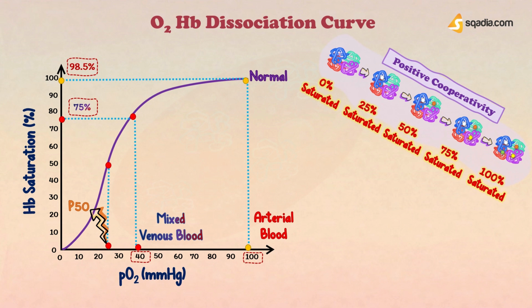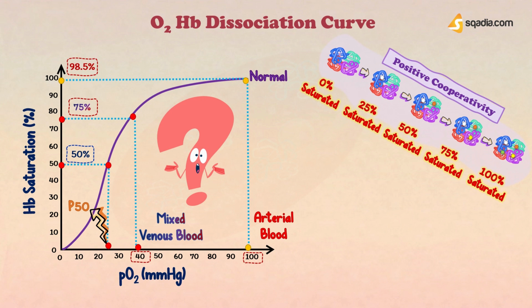While at the partial pressure of oxygen of 25 millimeters of mercury, hemoglobin is 50% saturated. Now, the partial pressure of oxygen at 50% saturation is the P50. So, 50% saturation means that, on average, 2 of the 4 heme groups of each hemoglobin molecule have oxygen bound. That is, the blood contains 50% of oxygen at this point.